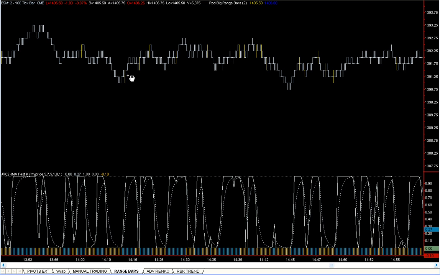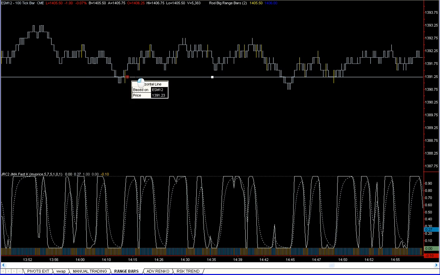Here's another good example. The range bar moves up 1, 2, 3, 4, ultimately 5 ticks. You get a nice 4-tick move back down before that range bar gets filled. And by fill, I mean a subsequent bar will come down and split that difference. It's very high probability.